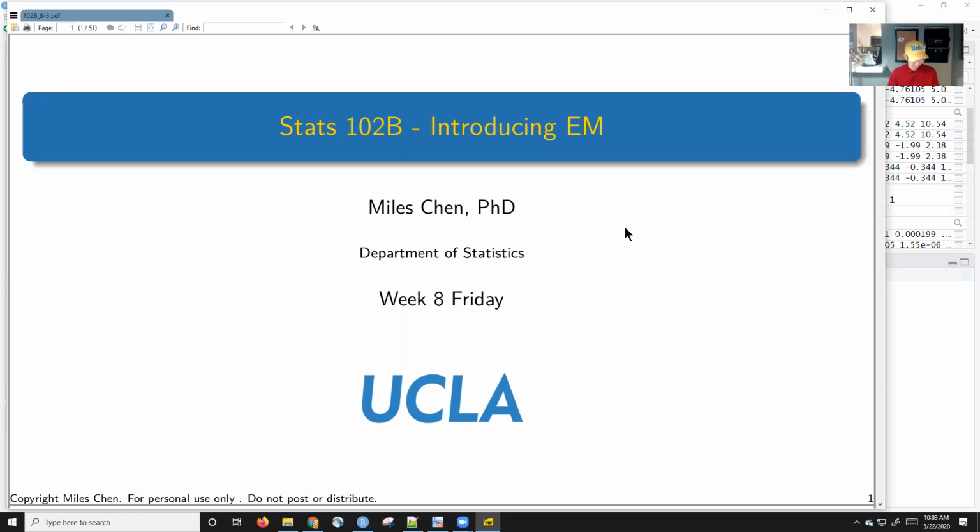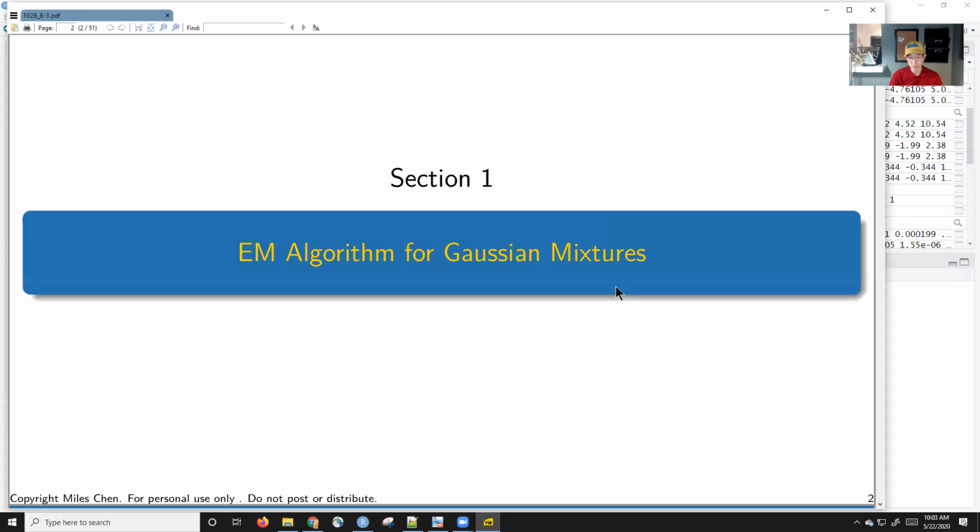Okay, so today we'll take a look at the EM algorithm. EM, the E and M stand for expectation and maximization, and it's an iterative algorithm used for identifying structure in data. It's like clustering, but it allows us to take into account probability distributions. So we're going to look at a simplified version of the EM algorithm, which will be the EM algorithm for Gaussian mixtures.